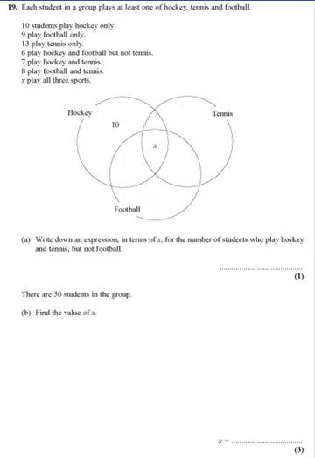Right, this is a set theory question which you probably haven't seen in other exam papers, but it's still a valid one. It's important to apply the correct logic here. You see 10 people play hockey only, 9 people play football only, 13 play tennis only, 6 play hockey and football but not tennis, 7 play hockey and tennis, 8 play football and tennis. And so we need to fill in this form.